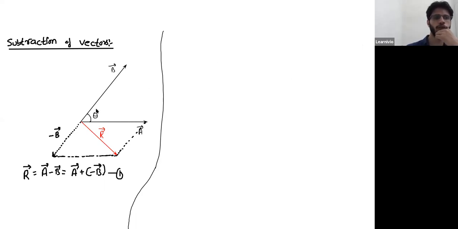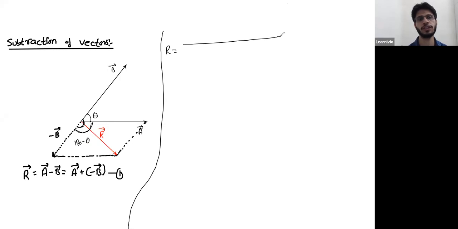Now, to add, if this angle is theta, Rania, what should be the value of this angle? If this is theta, then what should be the value of this angle? If I call this theta, then what is the value of this angle? Not theta. This whole is 180 degrees, right? Yes. 180 minus theta, right?